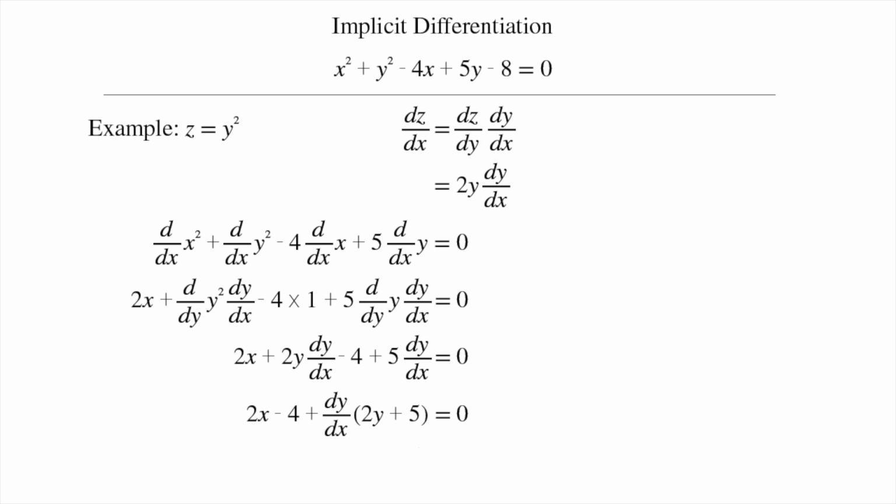So we can rearrange now and say that dy by dx is (4 minus 2x) divided by (2y plus 5). And this is as far as we can go, because we don't know explicitly what y is in terms of x. That's why this method is called implicit differentiation.